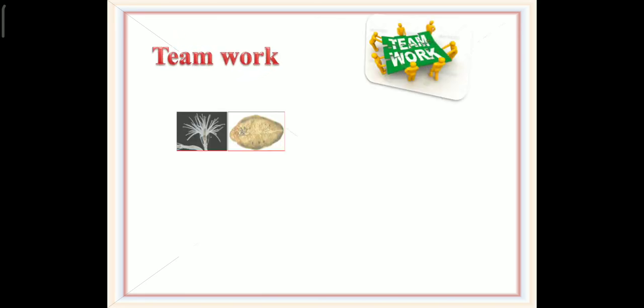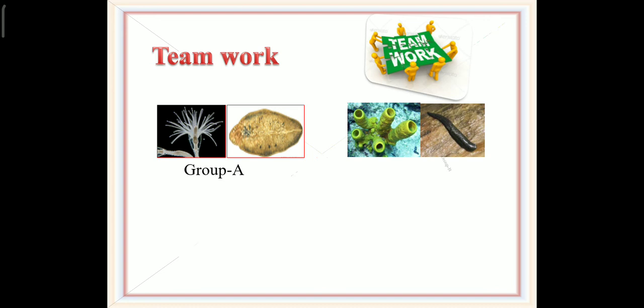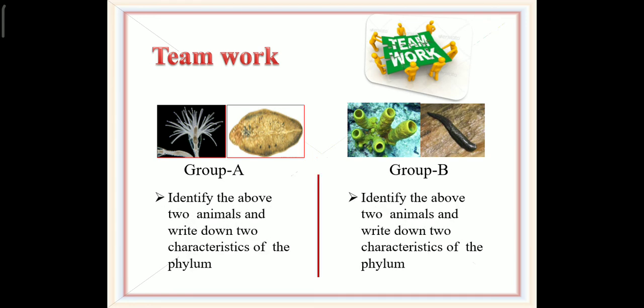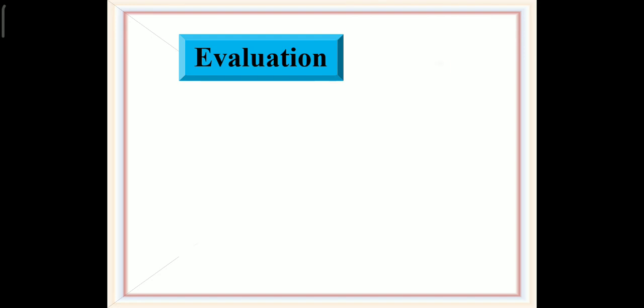Now the teamwork. Group A, identify the above two animals and write down two characteristics of the phylum. Group B, identify the above two animals and write down two characteristics of the phylum. Now the evaluation.